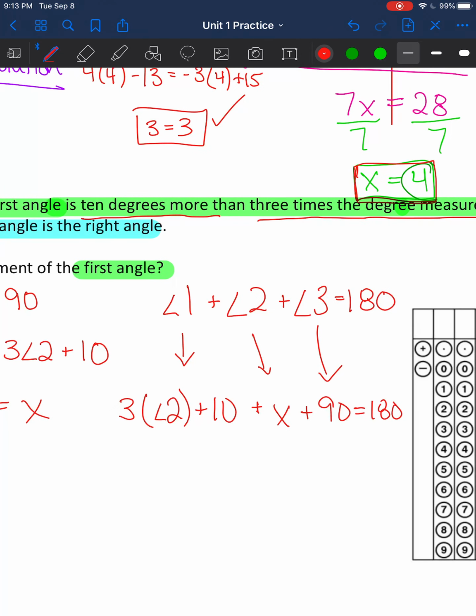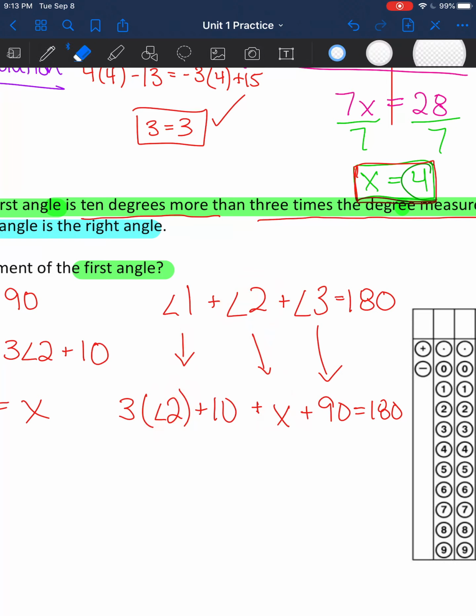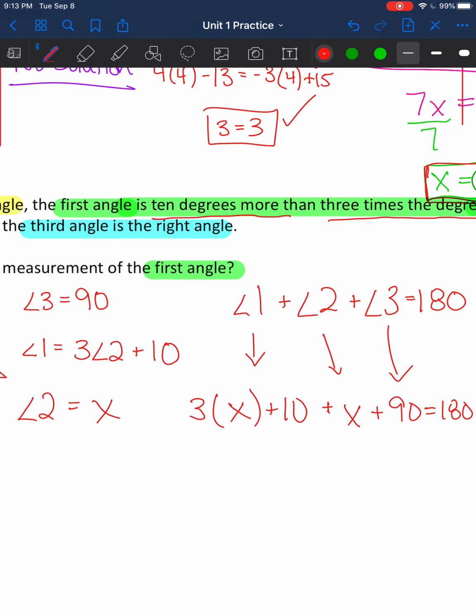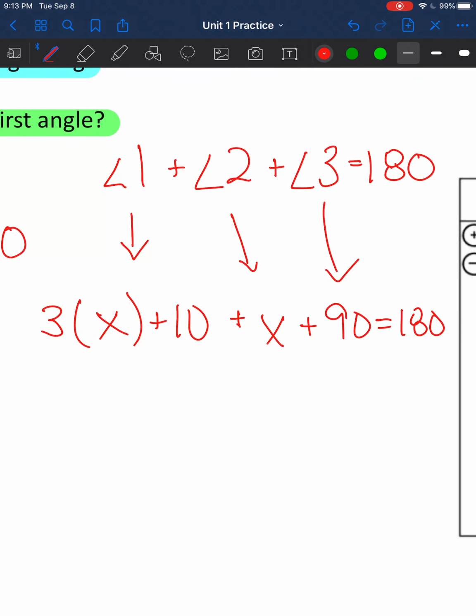Well, wait, I can substitute even more. Remember we substituted an x for angle 2? But there's also an angle 2 here. So that means that I can go inside where it says 3 times angle 2. I can erase the angle 2 part, because we know angle 2 is what? Angle 2 is x. So I can put an x inside of there. So that means that we just substituted twice.